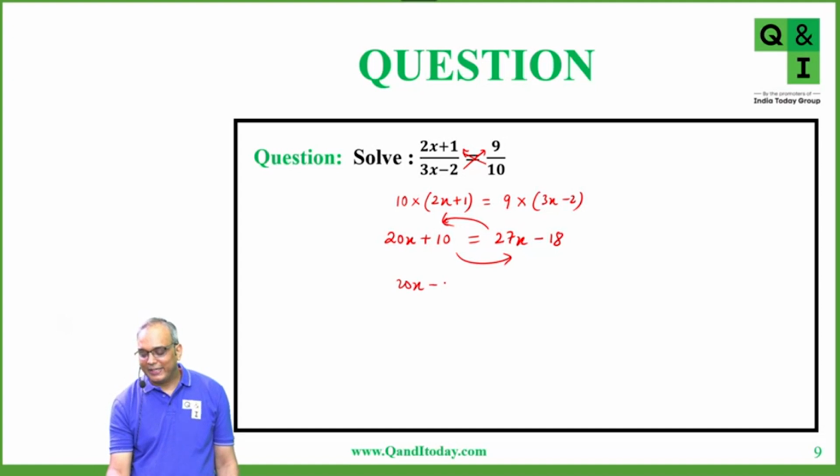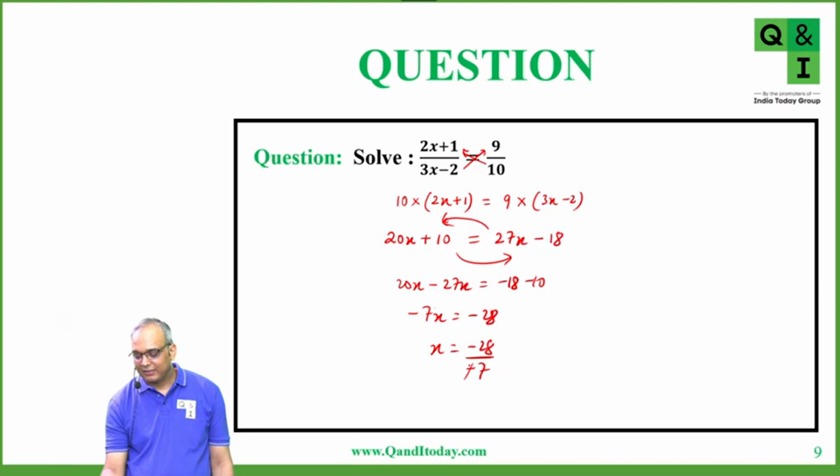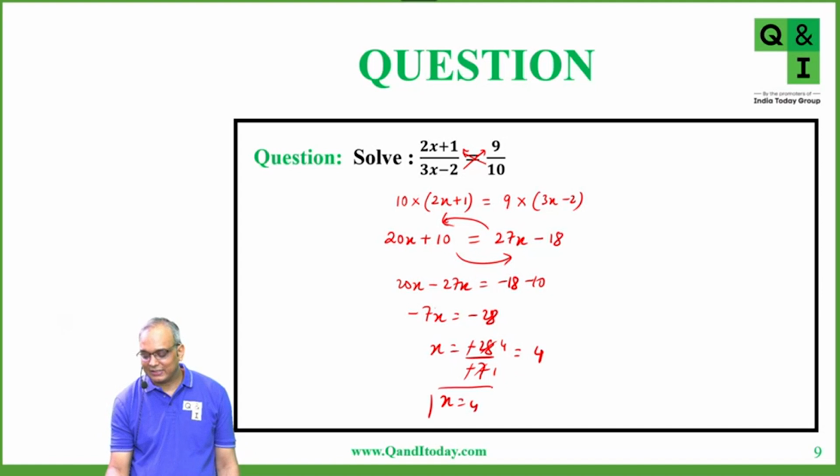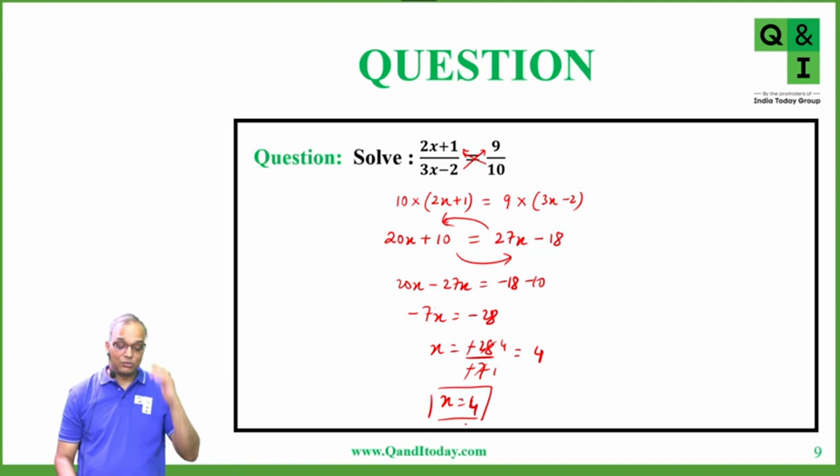So 20x minus 27x is minus 18 minus 10. So this is minus 7x. So we have minus 7x is minus 28. x is negative 28 by negative 7. This gets cancelled and it is 4. So the value of x which satisfies this equation is 4. So x is equal to 4 is the solution of this equation.